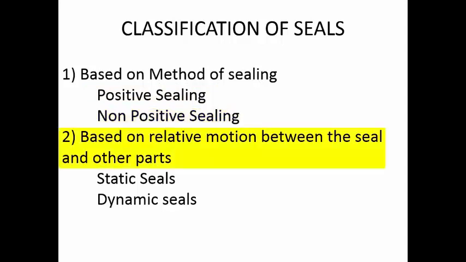The next classification criterion is based on the relative motion between the seal and other parts. Whenever we say seal, there are minimum two components. Then whether the two components have relative motion or are static, which means they are not having any relative motion. If the two components are not having any relative motion, then the seal is called a static seal. And if the two components are having some kind of movement, then the seal used is called a dynamic seal.